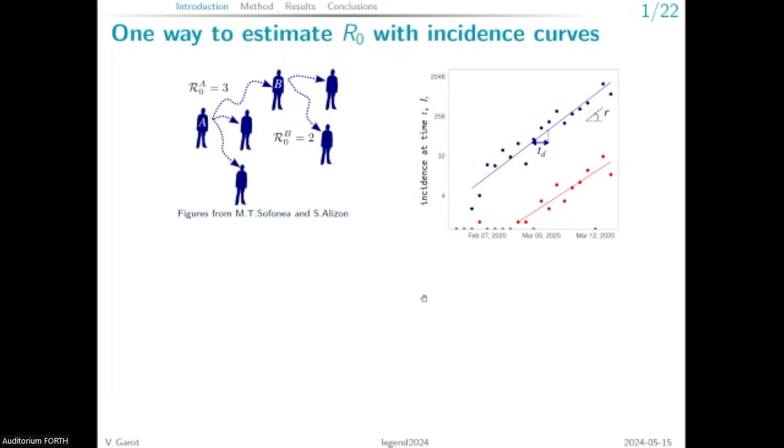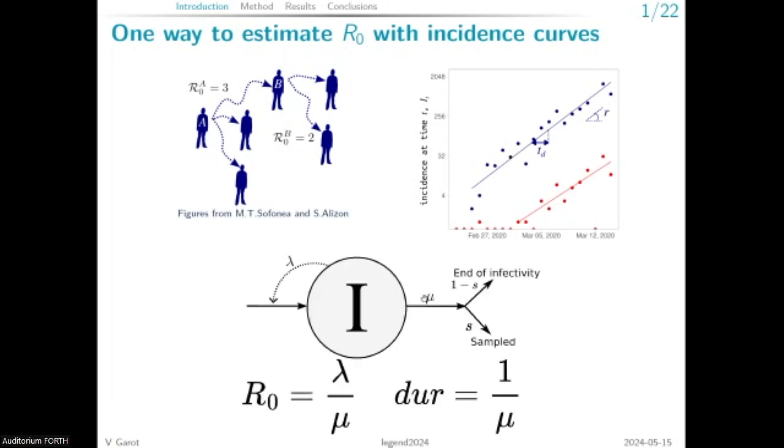One way is to look at the incidence through time, which gives you a curve, and you can try to find the R naught from this. There are already some models that are really fitted for the early outbreak, because these models are really good at modeling the exponential growth at the early stage of an outbreak.